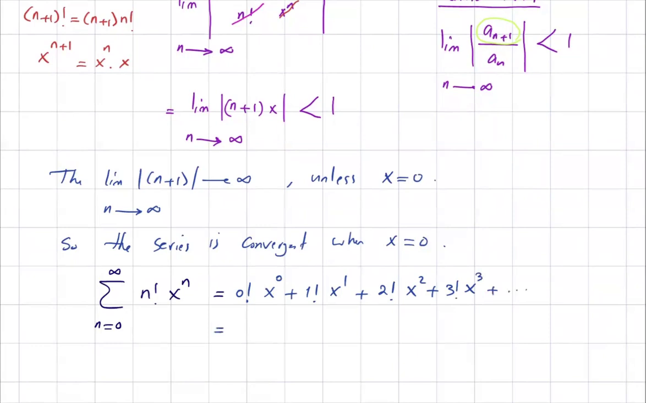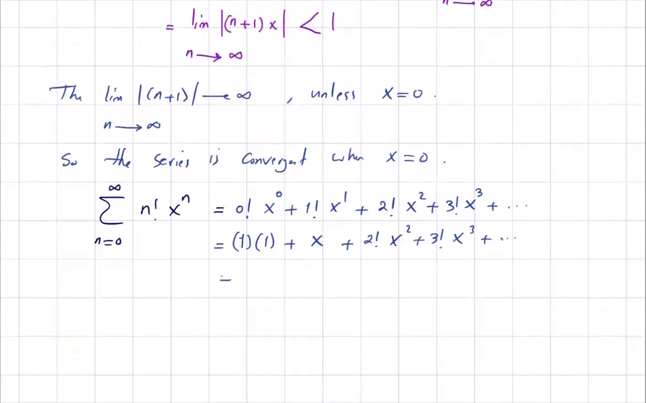So 0 factorial, as you remember, is equal to 1. X to 0 is also 1. So you end up with 1, plus 1 factorial times x, which is x, plus 2 factorial x squared, plus 3 factorial x cubed, plus the rest of the terms. Or basically, you have the summation of 1 plus x plus 2x squared plus 6x cubed plus the rest of the terms.